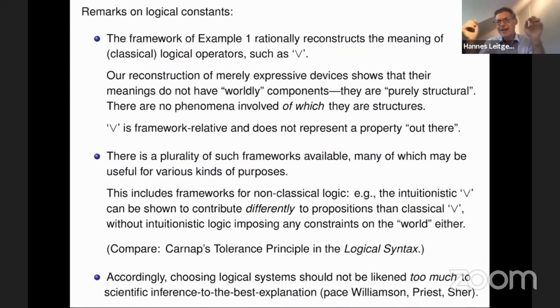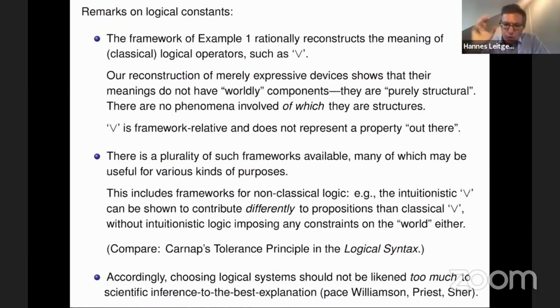What happens then is that these logical symbols for these other logical frameworks contribute again to propositions, but they contribute differently than the classical logical symbols. But they still end up being merely expressive devices. They do not reach into the world either, in the standard reconstructions that I hope you get enough of an idea of how that might work, okay? But there are many such frameworks and there's a kind of tolerance about them, but still one might be pragmatically way more useful than another for certain purposes.